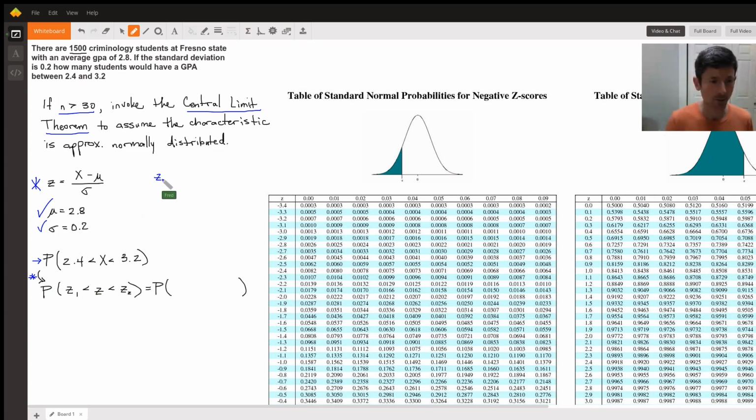So the first one, corresponding to GPA 2.4, would be determined by taking the difference of that with 2.8, the average, and divide by the standard deviation. That would give us negative 0.4 over 0.2 for negative 2. So our first z-score in this translation is negative 2.